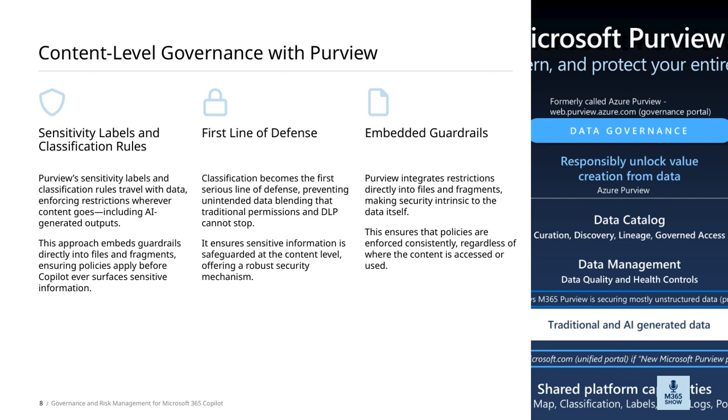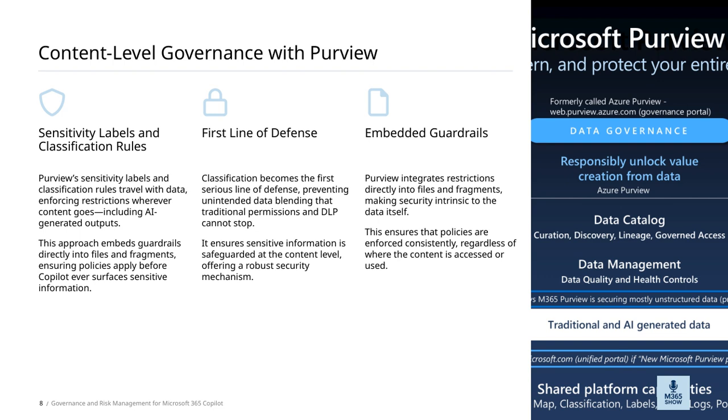Now, a key concept here is embedded guardrails. Think of classification as the first serious line of defense. It prevents accidental or intentional blending of sensitive data that traditional permissions or data loss prevention measures might not catch. This approach makes sure that sensitive information is protected right at the content level, providing a much more robust security mechanism. And this is crucial because, with Purview, sensitivity labels and classification rules travel with the data.